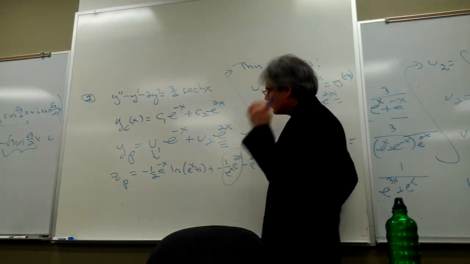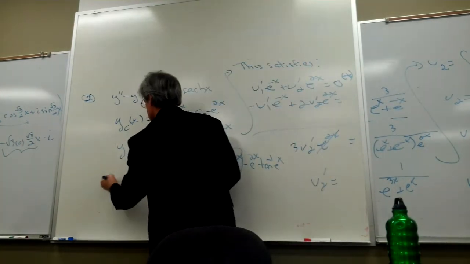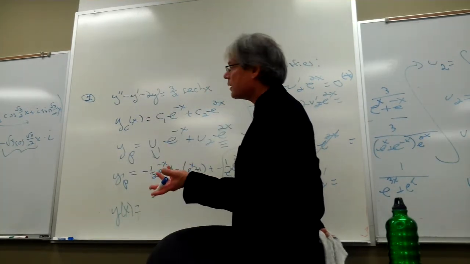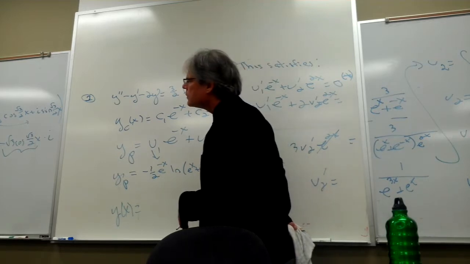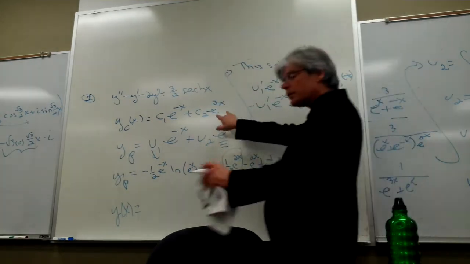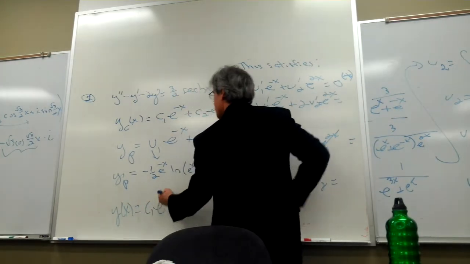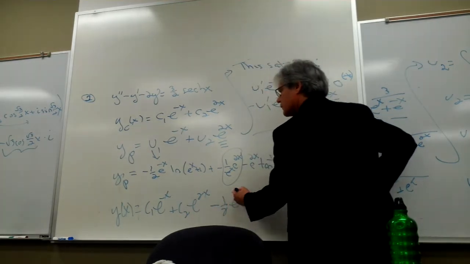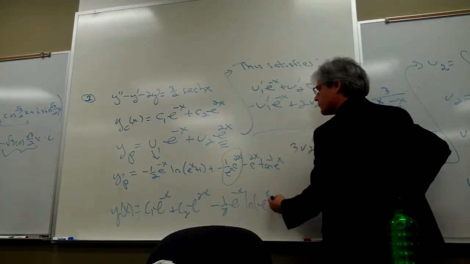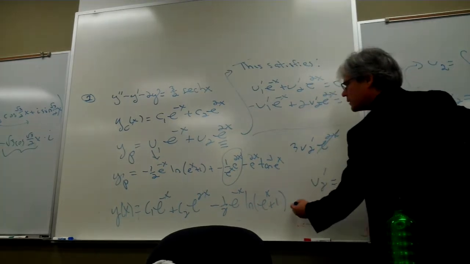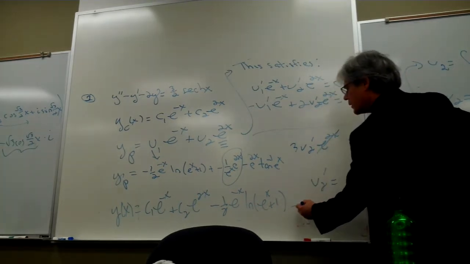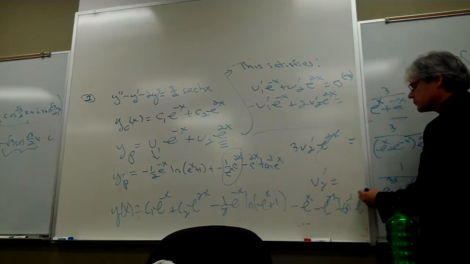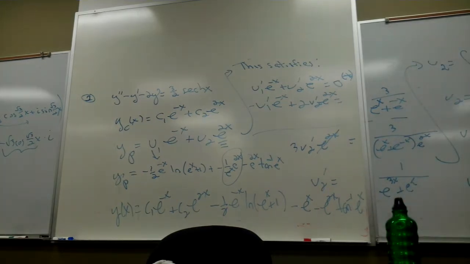So I maintain that my general solution to the original DE is simply going to be that complementary solution, which is, sorry, it's sitting right in front of me. So C1 e to the negative x plus C2 e to the 2x minus the 1/2 e to the negative x natural log of stuff. And then I've got a minus an e to the x minus e to the 2x, inverse tangent of e to the x. Putting everything together.